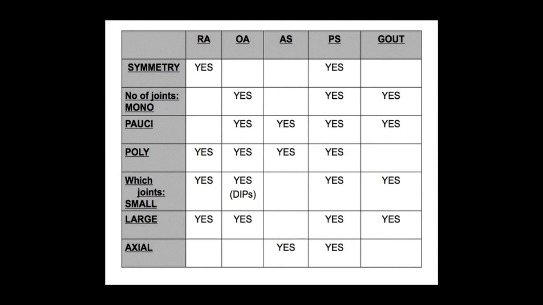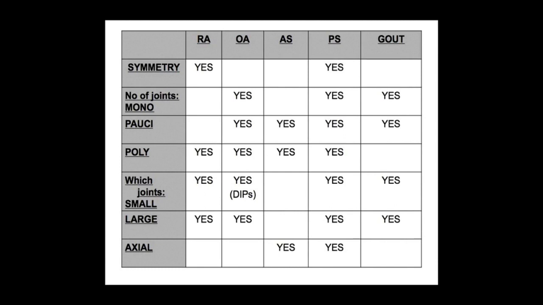Now, we've talked about the arthritis, and we've talked about the main characteristics. One of the easiest ways of actually deciding which type of arthritis it is is by drawing this form of table, in which we decide whether the joints affected have a symmetrical presentation. We decide the number of joints that are involved, so whether it's monoarthritic, pauciarthritic, or polyarthritic, and finally, which type of joints are involved, so whether it's the small joints, the large joints, or the axial joints.